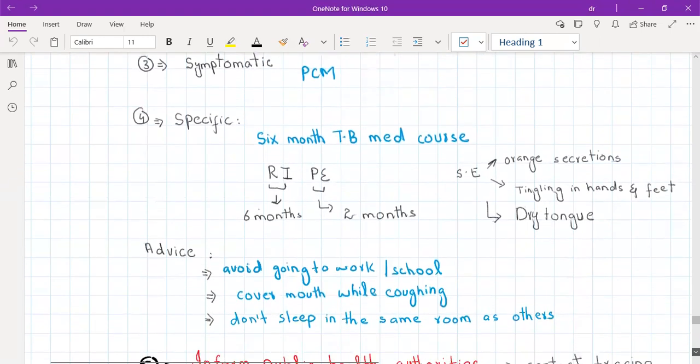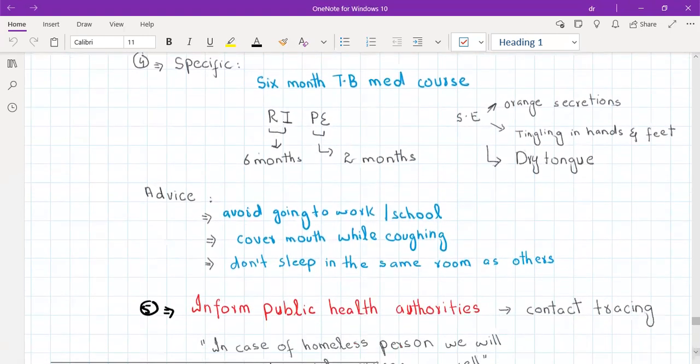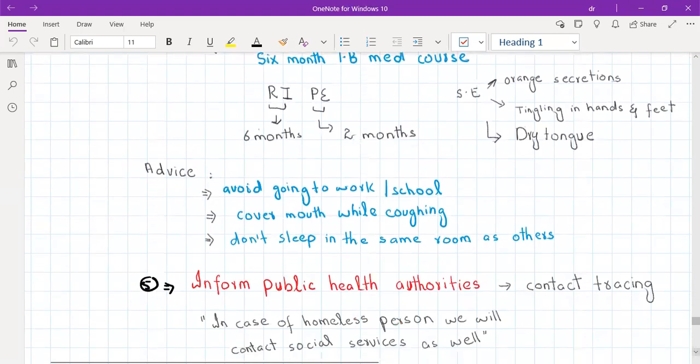Also advise about not going to work and school. We will give a sick note and tell them to cover their mouth while coughing, not to sleep in the same room as others, and to sleep with the windows open, to minimize the spread of infection, because we need to tell them that TB is a contagious disease.